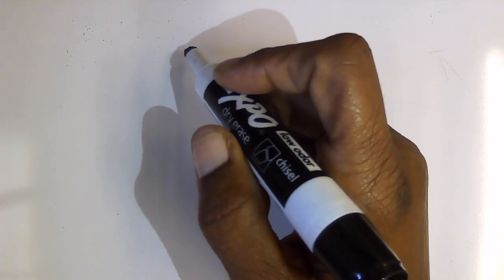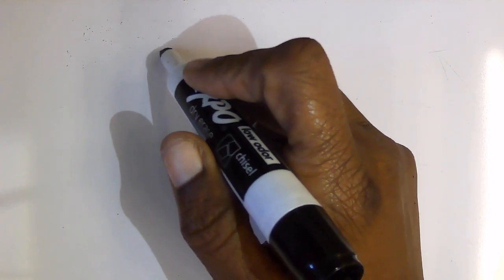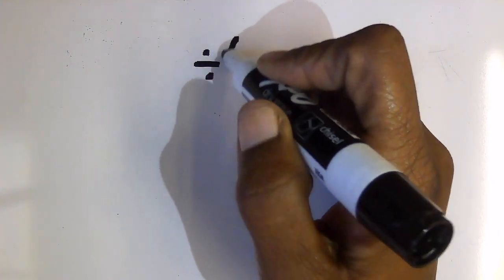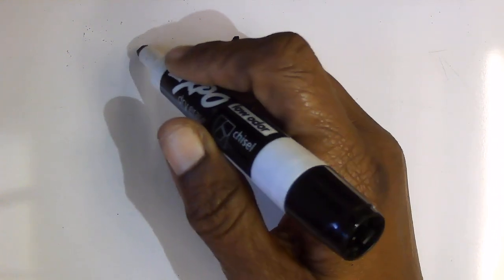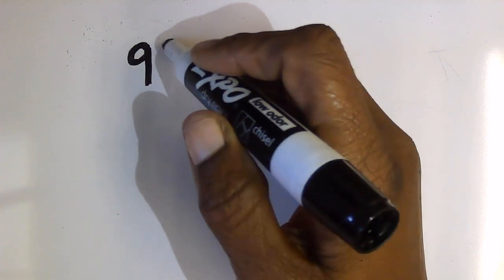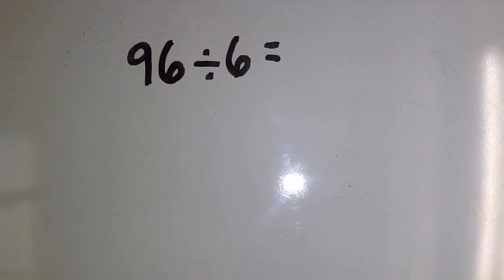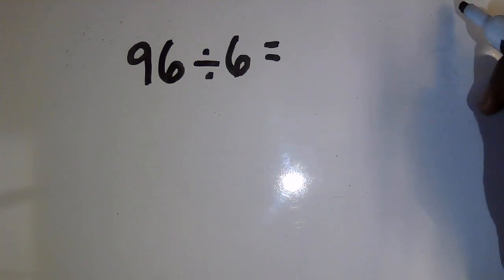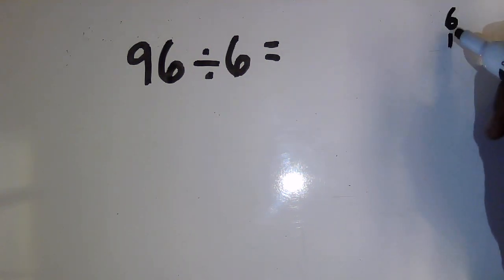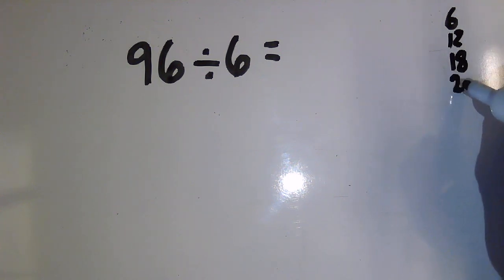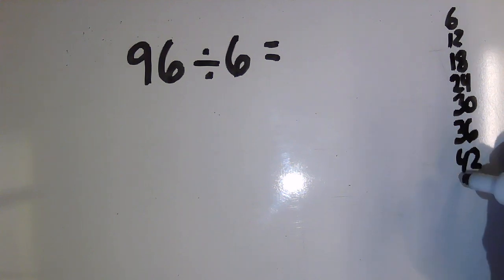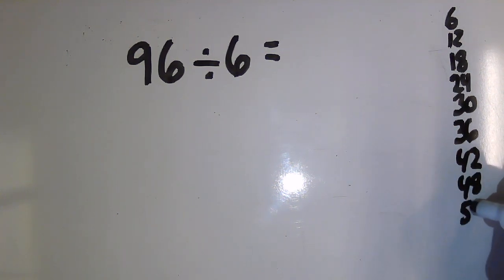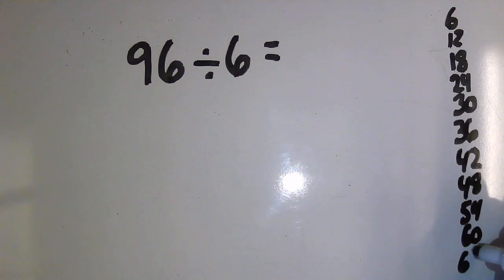And I want to do 96 divided by 6. So now I'm going to do my what? My multiples of 6. 6, 12, 18, 24, 30, 36, 42, 48, 54, 60, 66, 72.